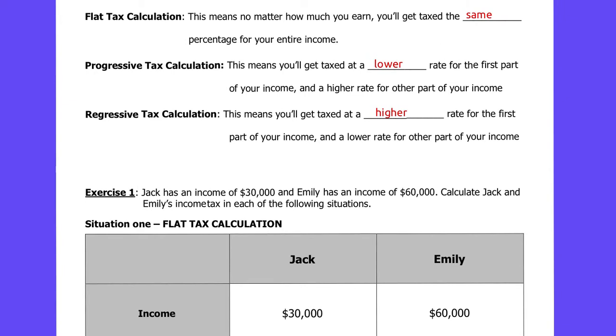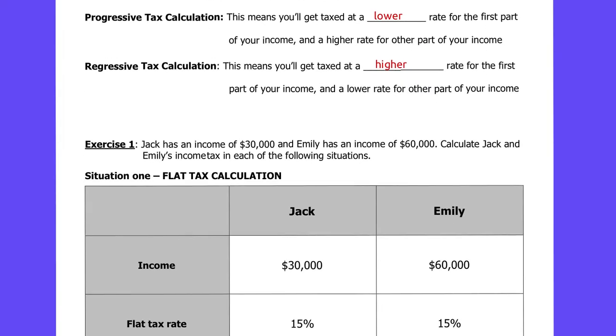This means it starts at a lower rate for the first part of your income, and then it goes to a higher rate for the other part of your income. Regressive tax calculation is just the opposite of progressive. You'll get taxed at a higher rate for the first part of your income and then a lower rate for the other chunk of your income. We'll see what this looks like by doing a couple examples.